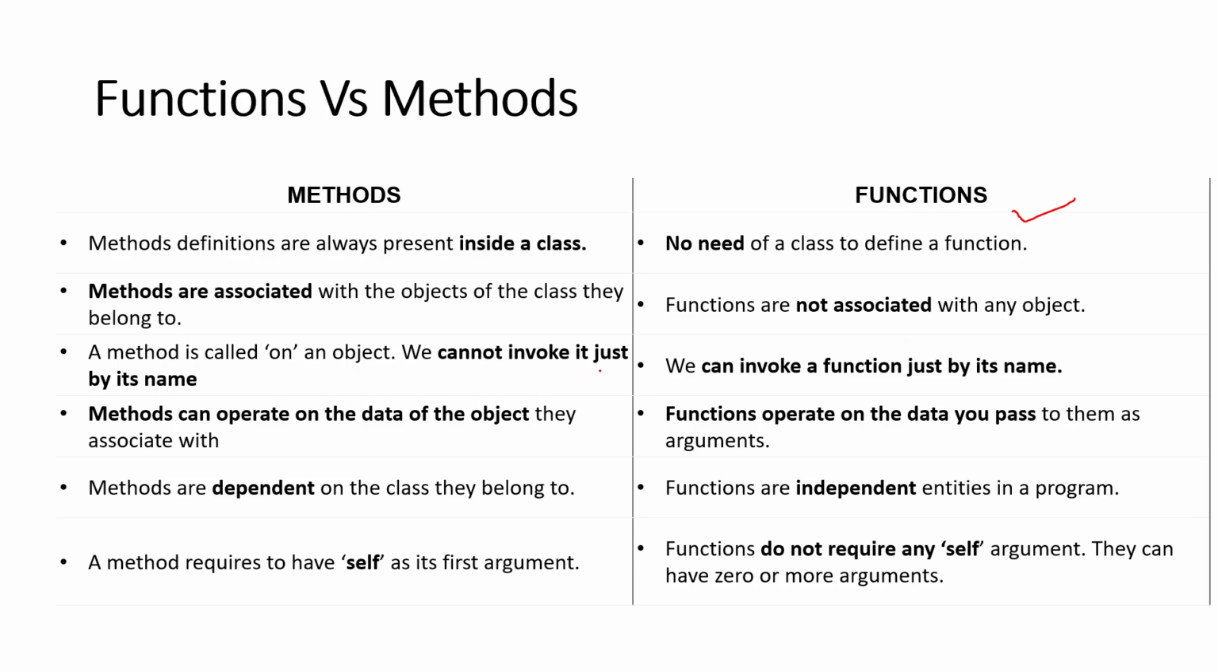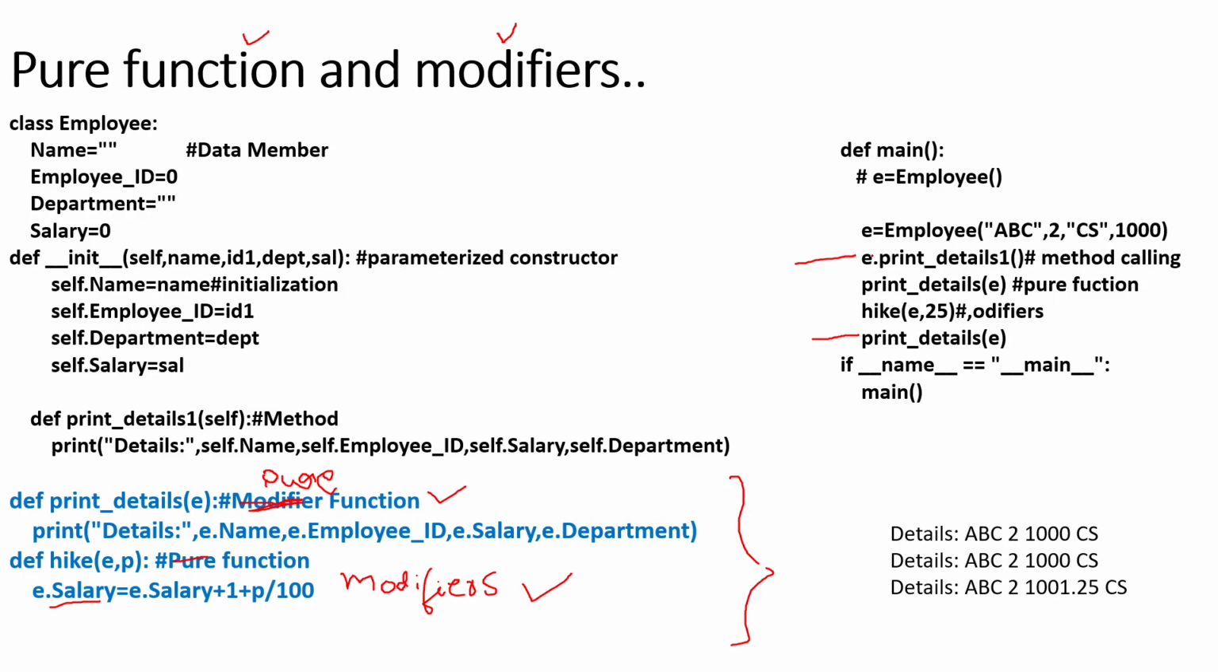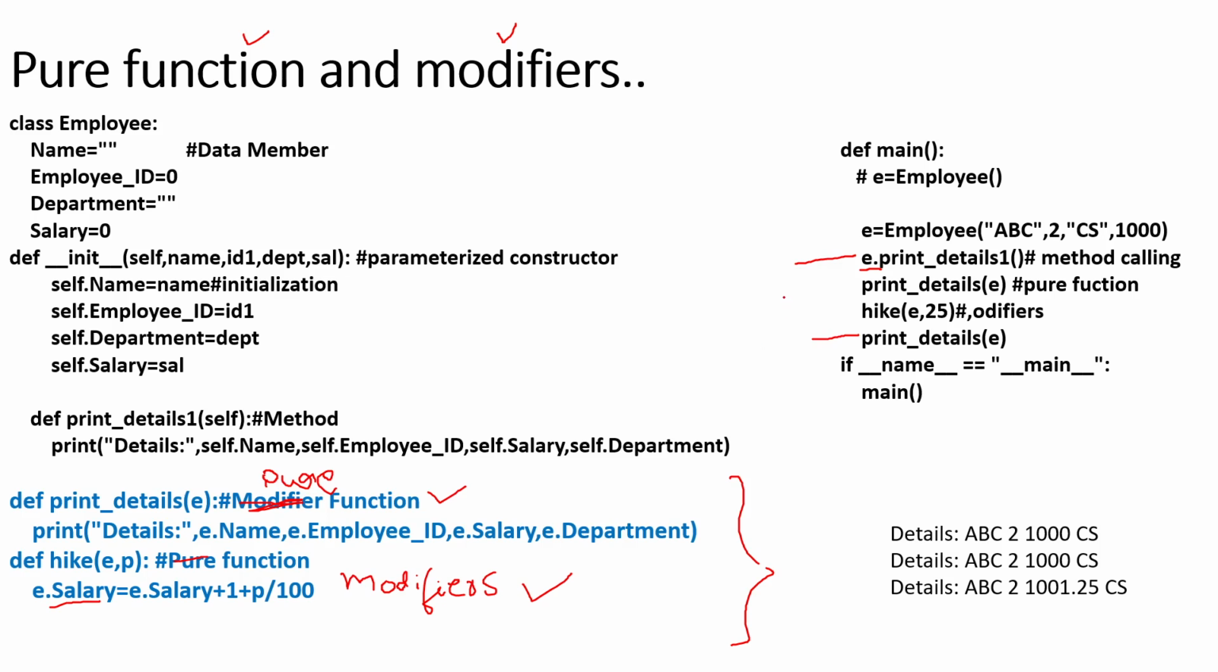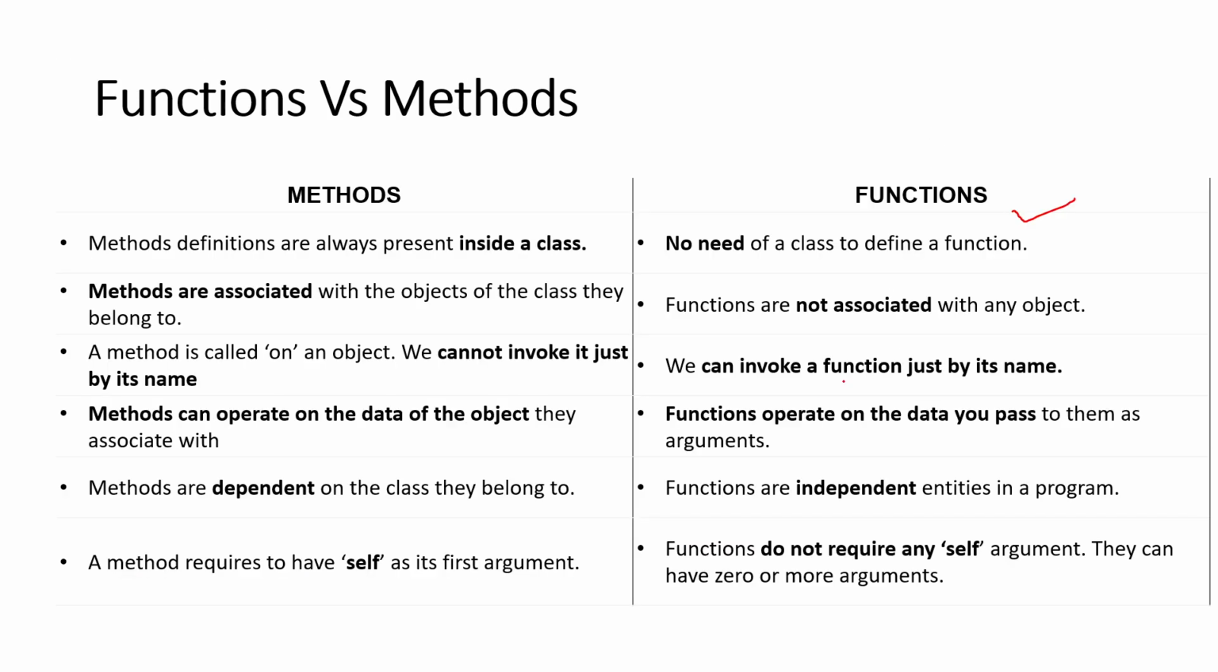We cannot invoke a method just by its name; it is called on an object. So this is a function, this is a method. You cannot call this method without this e dot. That is why it is on an object. Functions operate on the data you pass, so there is no need of any object, though you can pass an object as an argument. Methods are dependent on the class, so they can be called with the object. When you don't create the object, there is no question of calling it. But a function can be called without the object. You need not create the object.